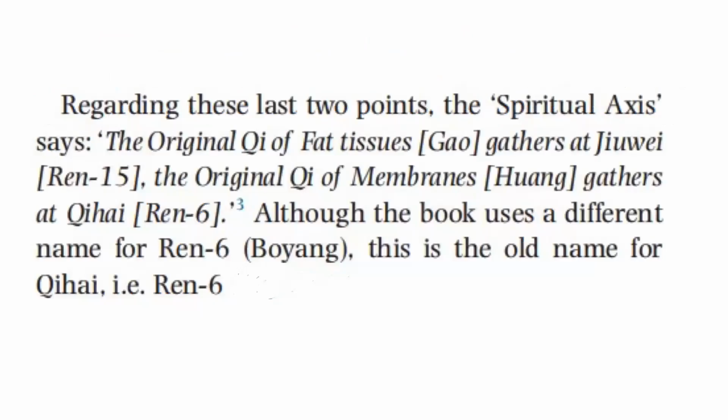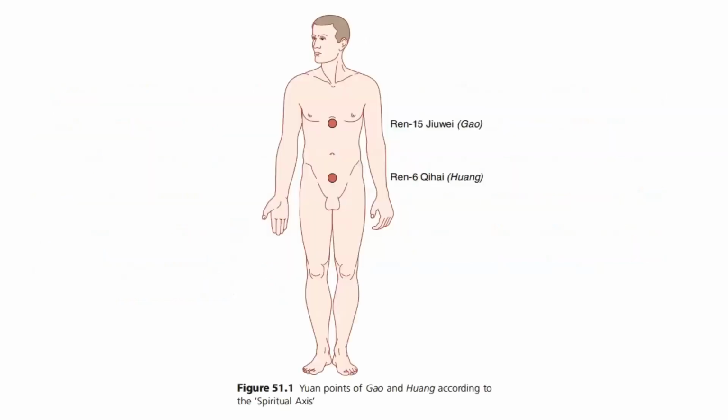Regarding these last 2 points, the Spiritual Axis says the original qi of fat tissues, or the gao, gathers at REN15. The original qi of membranes, the huang, gathers at REN6. Although the book uses a different name for REN6, this is the old name for Qihai, that is REN6. So we have here the yuan points of the gao and huang, according to the Spiritual Axis, REN15 and REN6.